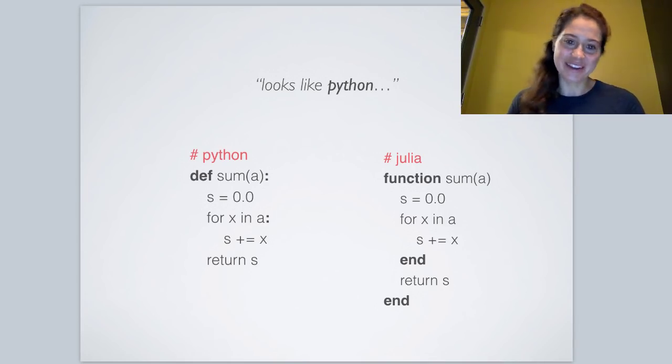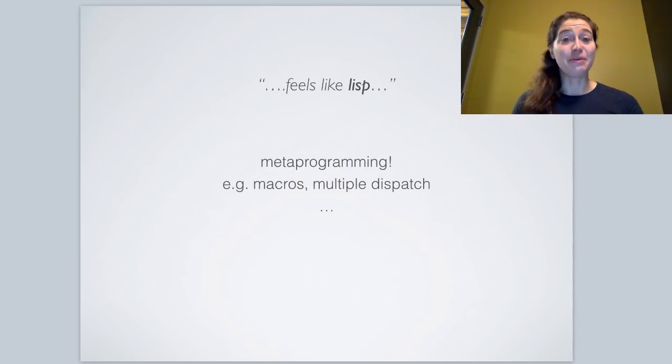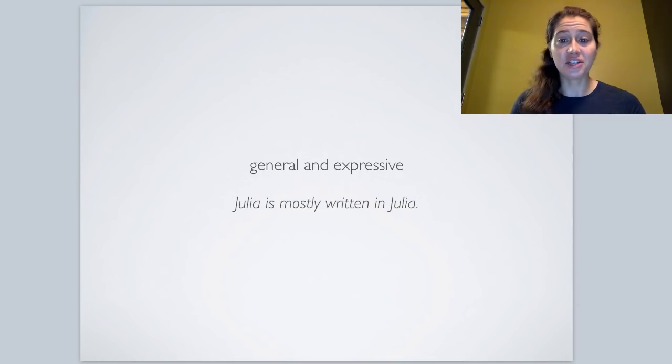So the third thing that I said Julia brings to the table is generality. And this is what we were getting at in that tagline that I showed earlier, where we say that Julia feels like working in a Lisp. So what we mean by this is that Julia offers metaprogramming facilities. You can do macro programming in Julia. The design paradigm of Julia is multiple dispatch. And overall, Julia is a very general, powerful, and expressive language. And it's these features that allow Julia to be mostly written in Julia itself.